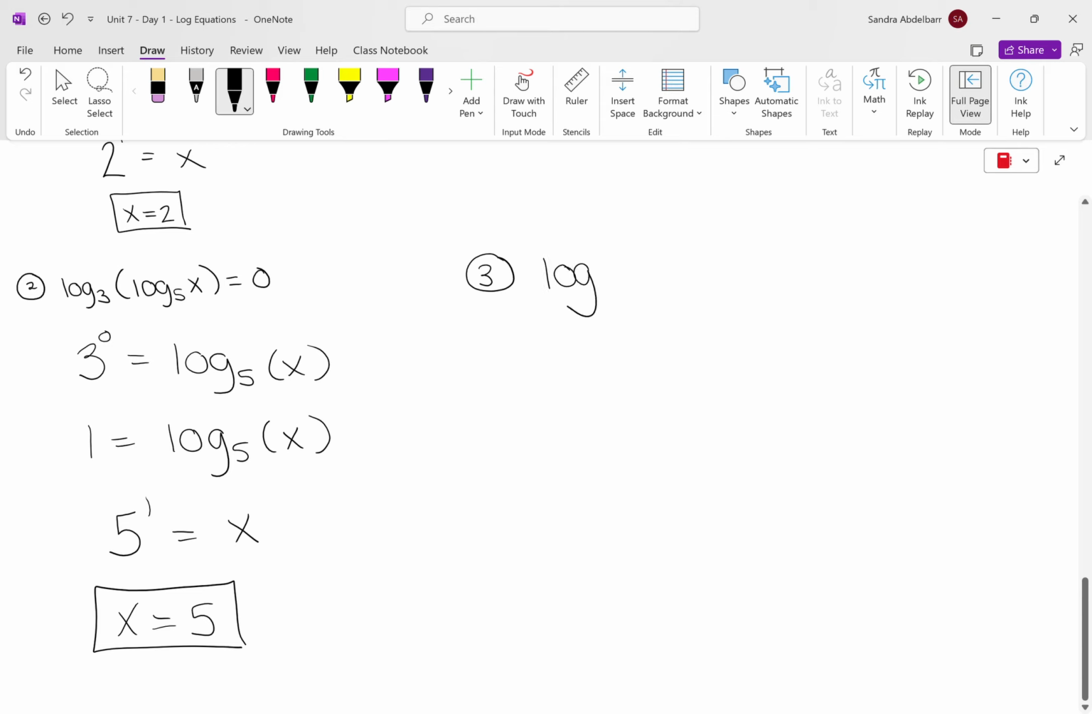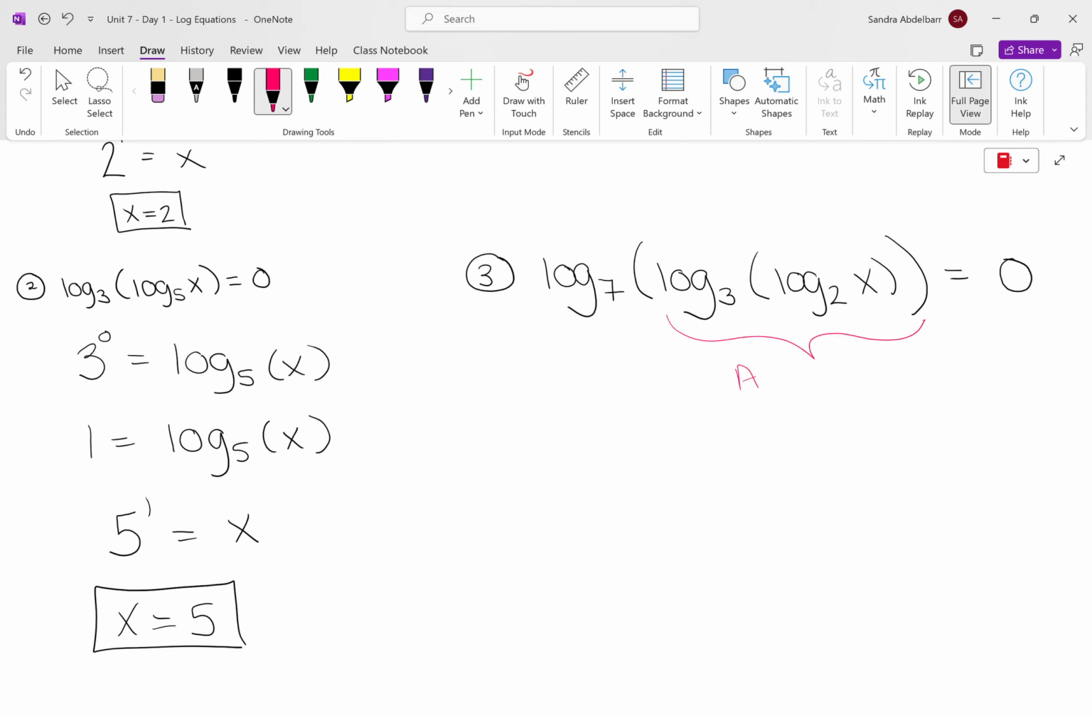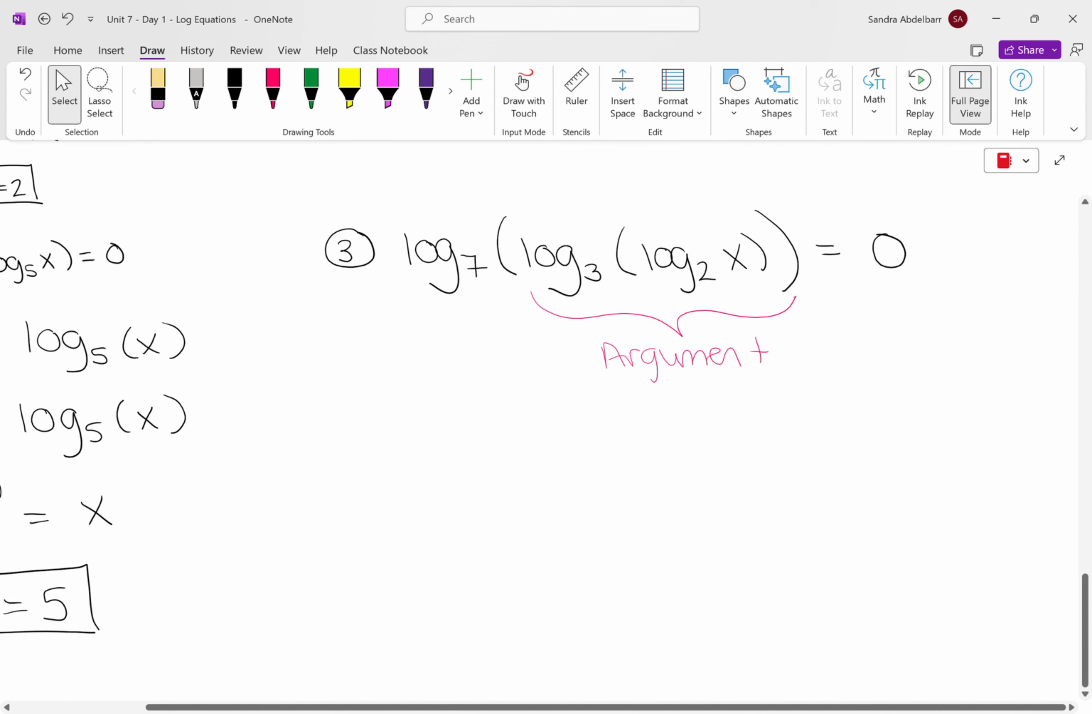Okay, I'm going to step it up just a little bit. We're going to do 2 more problems and then we'll be done. Log base 7 of log base 3 of log base 2 of x. What did I say was the argument? Parentheses. What's in the parentheses? So this whole thing is my argument. Whatever's in the parentheses is my argument.